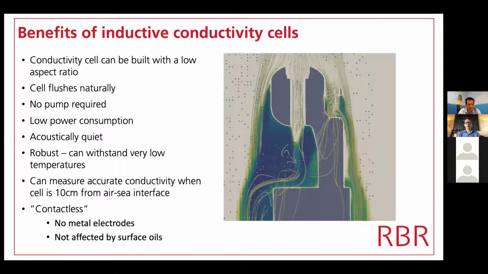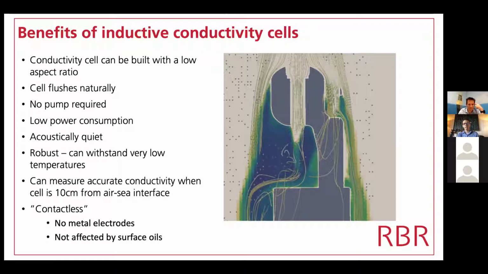It can be built in such a way, and we have built it in such a way, that it flushes naturally. That means that the volume and the rate of flow inside the conductivity cell is the same as it is on the outside. So it's naturally flushed. That means that it does not require a pump, and that means it's very low power consumption because there is no pump to be powering. And the other consequence is that it's quiet.